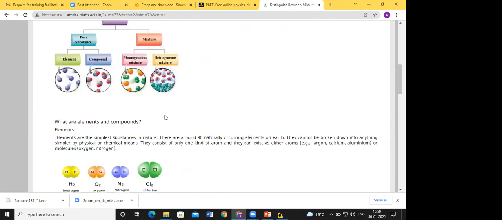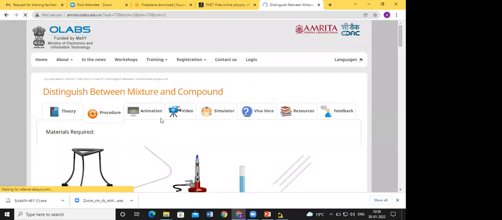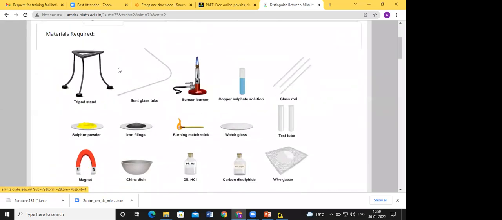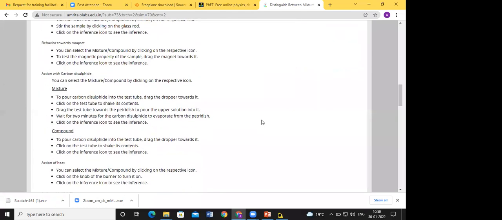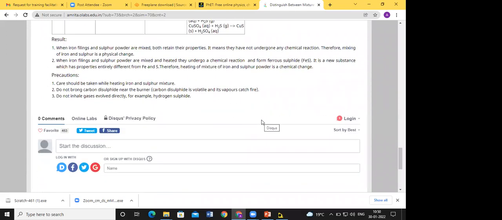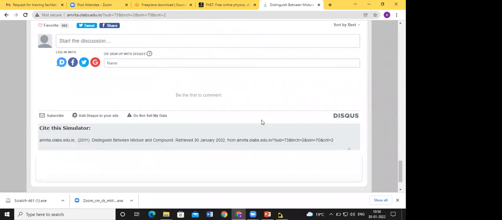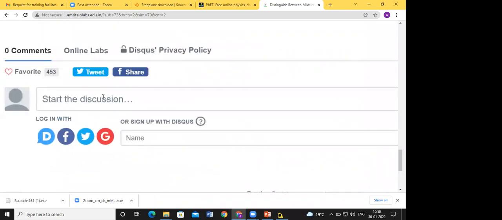So you can give this material to your students, and even use it for your own teaching and learning. And this is the procedure, how you can distinguish the mixture from the compound, and everything is given here. If you are performing this experiment in your lab, you can give it to your students for initial reading also. And what is this? It is written here: start a discussion.